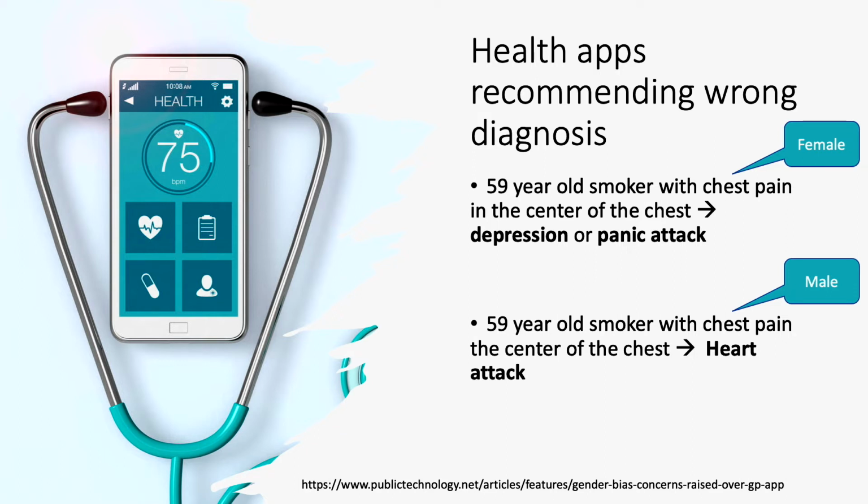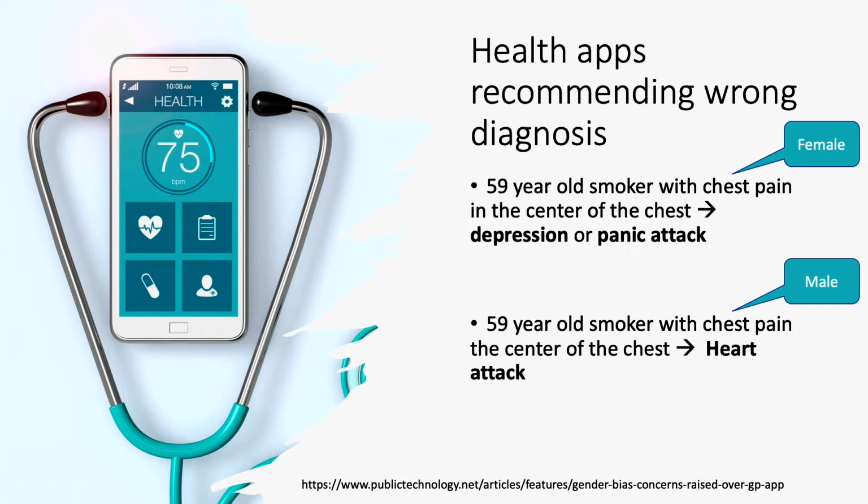In the next example, we have the same: a 59-year-old smoker with chest pain. And here the recommendation is that you have a heart attack. Now you can see the only difference between the two is that the first one is female and the second one is male. Obviously, the app uses some kind of AI behind it to match the symptoms with what kind of diagnosis to give.